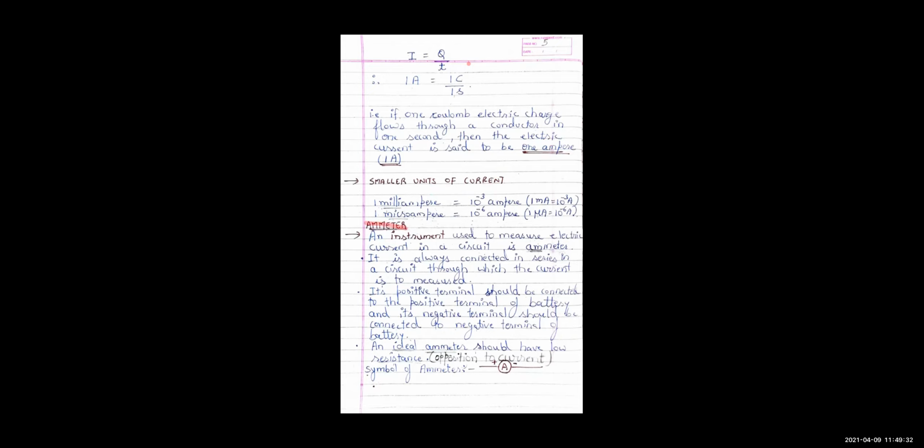Ammeter. The symbol for ammeter, children, you are going to draw. The symbol for ammeter is this. You have to draw a circle. In the circle you write A, and on both sides you show wires, one side positive and the other side negative. Now let me tell you how you are going to connect this ammeter in the circuit.